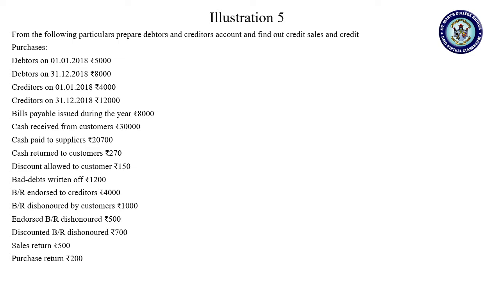Debtors on 1/1/2018, rupees 5,000. Debtors on 31st December 2018, that is 31/12/2018, rupees 8,000. Creditors on 1/1/2018, rupees 4,000. Creditors on 31/12/2018, rupees 12,000.